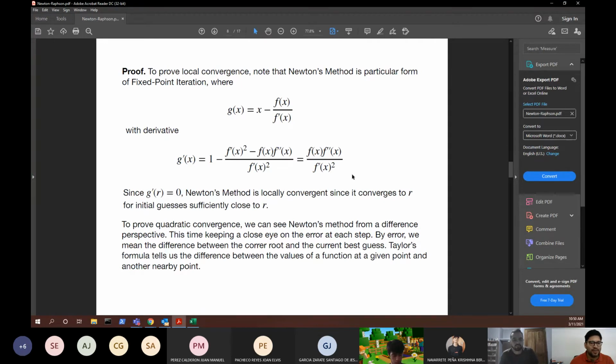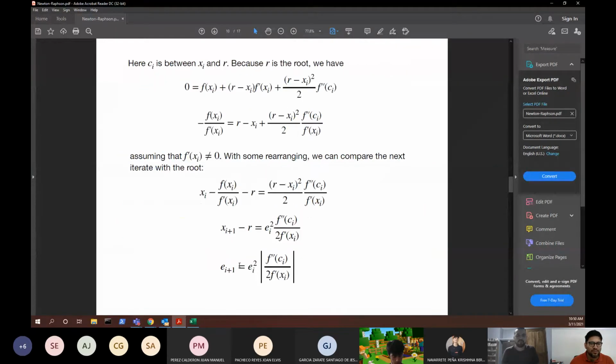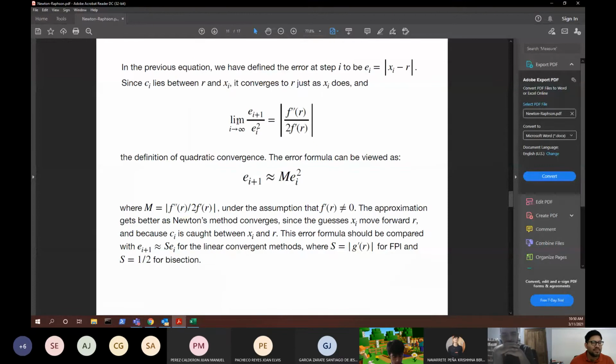Okay, so that's what we have now. Again, you see that this is the definition of the error. In general, that's why we obtain this. And then finally, if we move this to here and send it to the limit, we obtain that this is going to be equal to M.